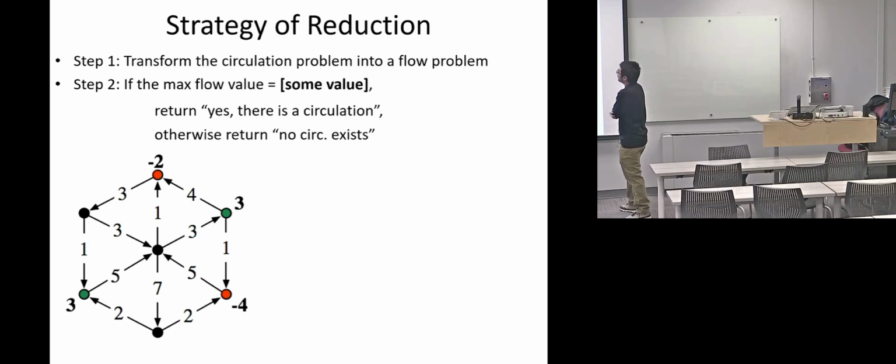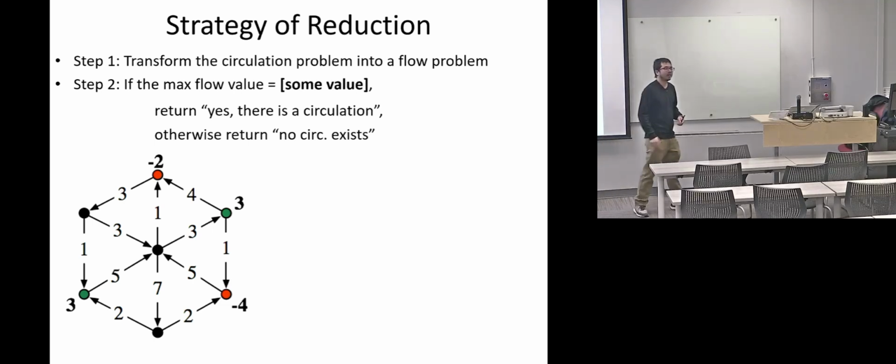We basically want to create some flow problem that decides if the flow value is at least something, then the answer is yes, and if not, then there is no circulation. What would be your guess? How do we design the flow instance that captures this?